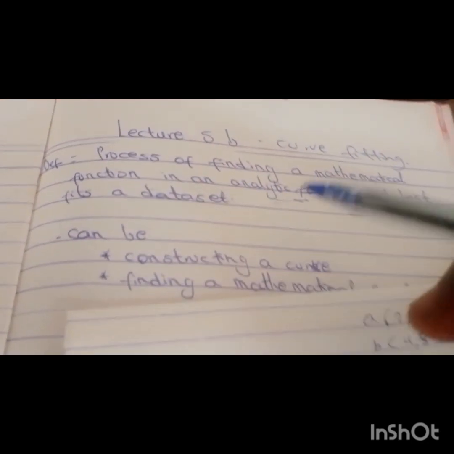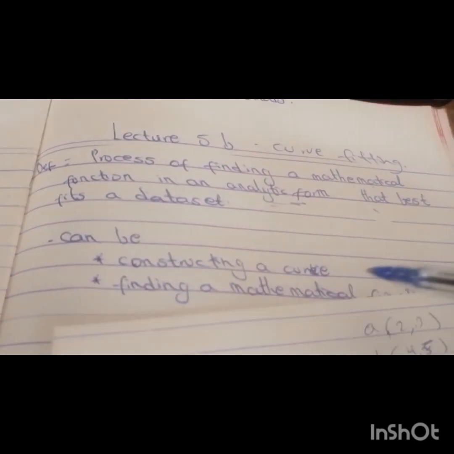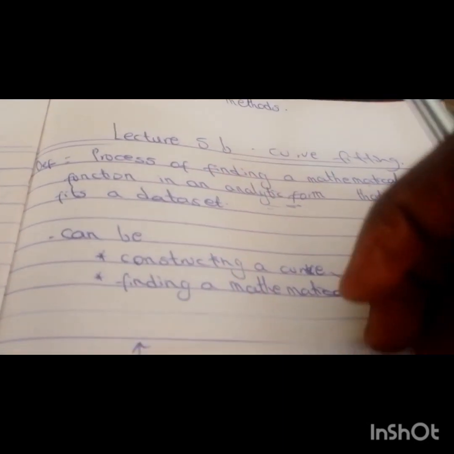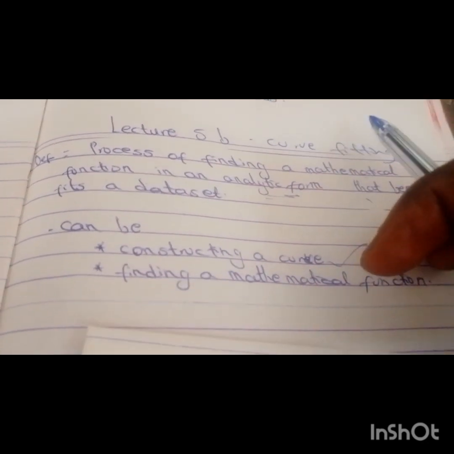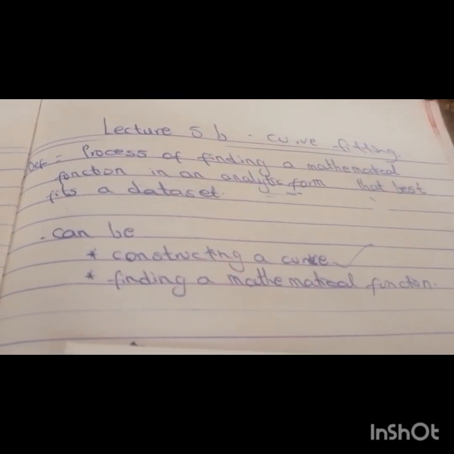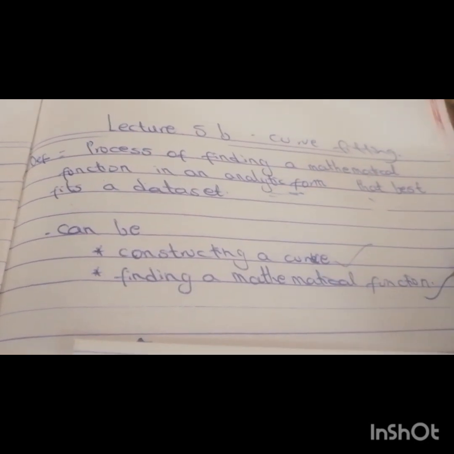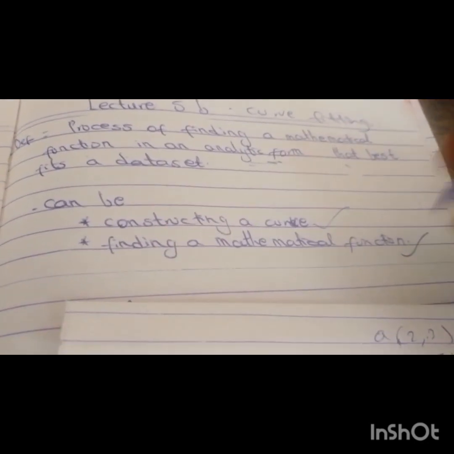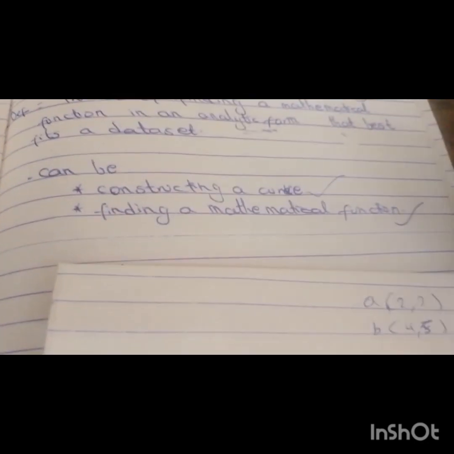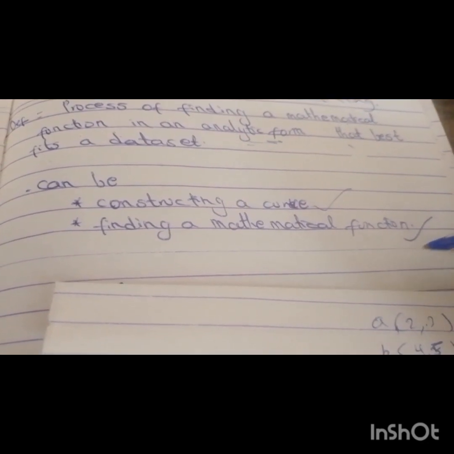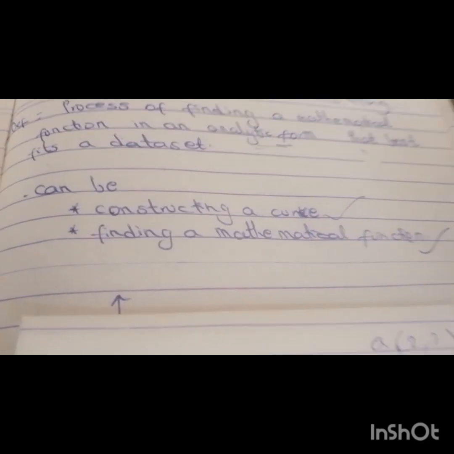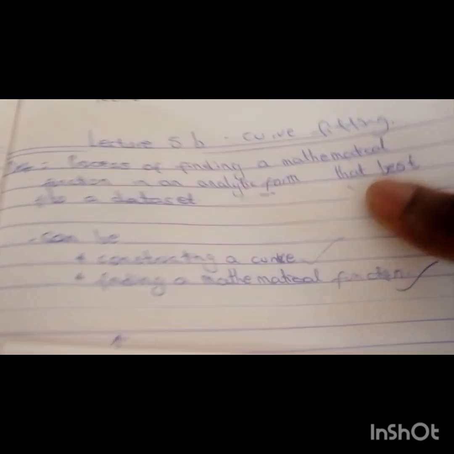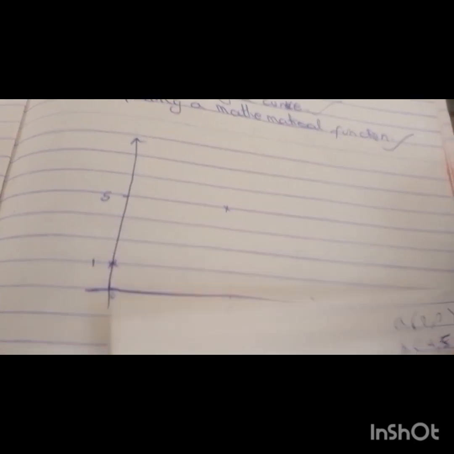So you can do curve fitting by constructing a curve. On the graph you can just construct a line that moves through most of the points, or you can find a mathematical function which will be a best approximation of the function. So that's what we are going to be doing here. We are going to find mathematical functions to approximate some data sets. Okay, so let's get to more examples.